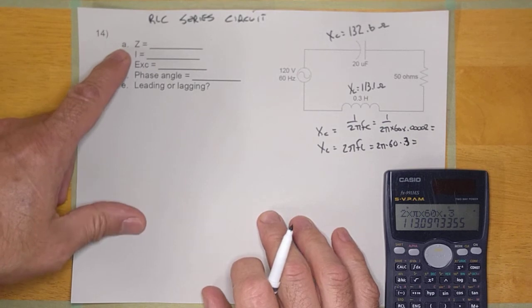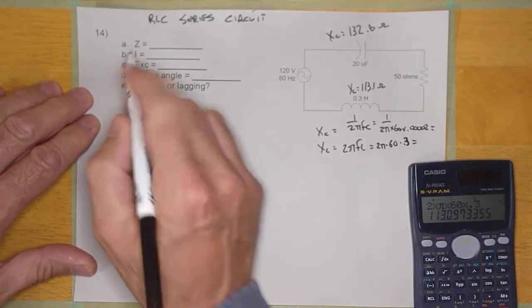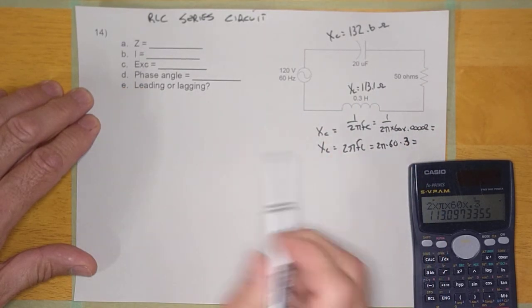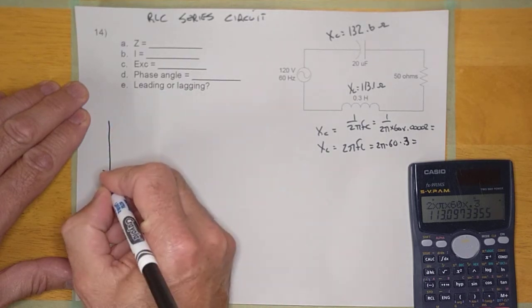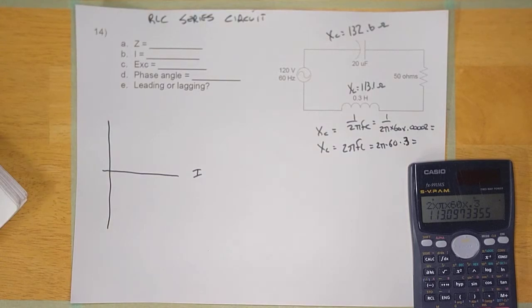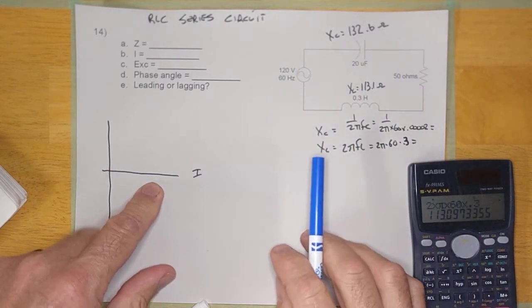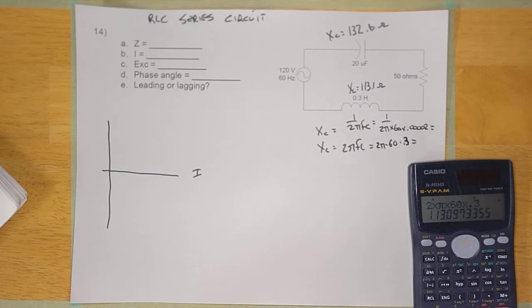The very first thing it's going to ask for here is Z, and in order to calculate Z, which is the impedance, it is going to be the phasor sum of these three. And so we're going to draw our little phasor world here, guys, and we're going to compare all the phasors to the current. The reason we're going to compare them all to the current is because the current is the same for all three. So we're going to compare them to the thing that they all have in common.